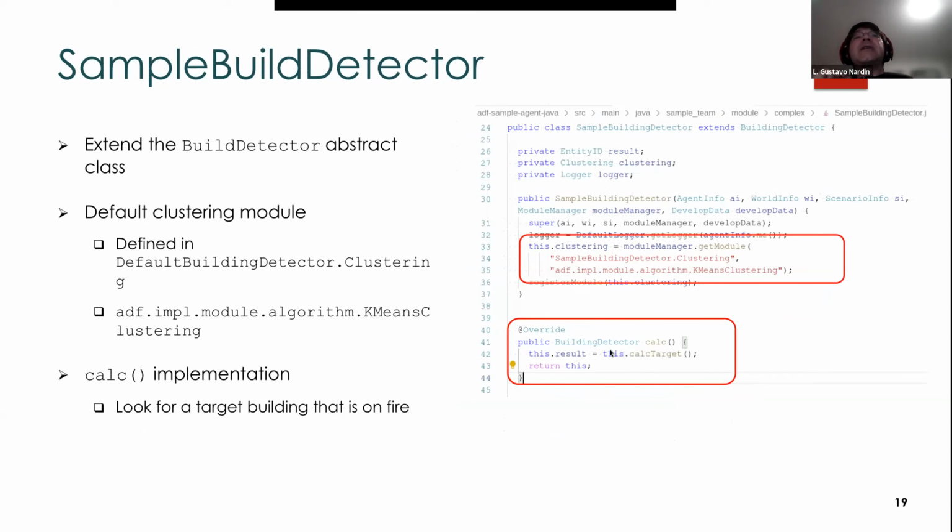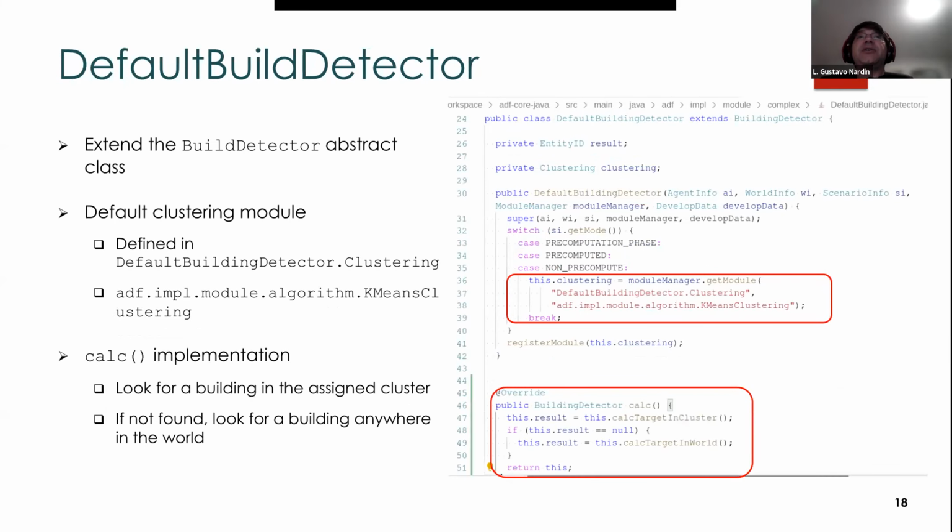So now instead of getting a target first from the cluster and later from the world, it does not care if there is a clustering system or not, and selects a target randomly from the whole environment using this line of code. Okay, so it's an implementation of the building detector, but it's different than the default implementation.